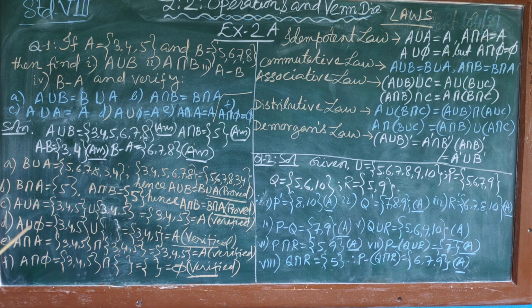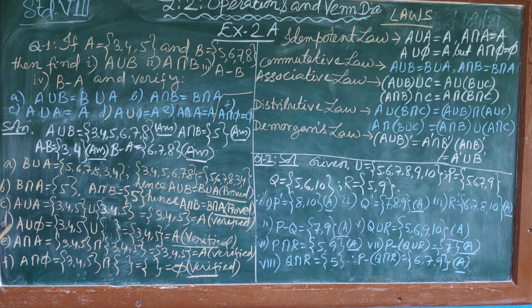That is verified. Now, A union the empty set is equal to what? If you are uniting with the empty set, which has no elements, write down A's elements without adding any element, symbolically {3, 4, 5}. So {3, 4, 5} union the empty set will be {3, 4, 5} only, which is equal to set A.